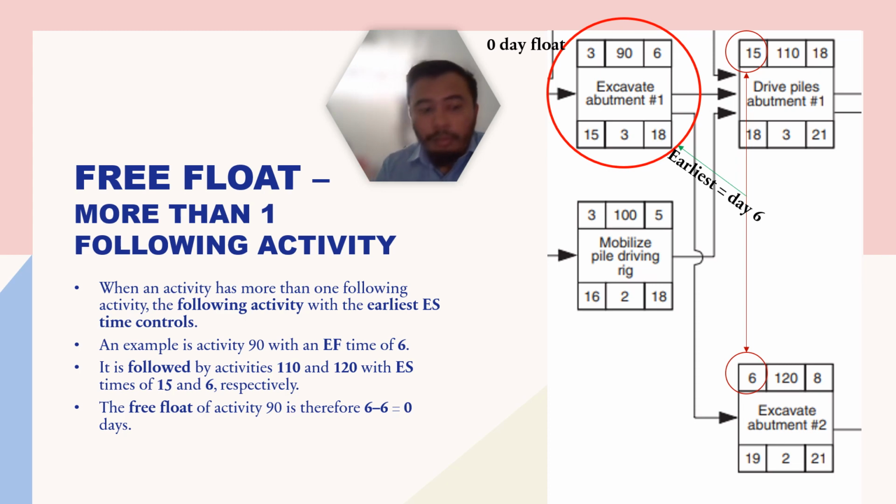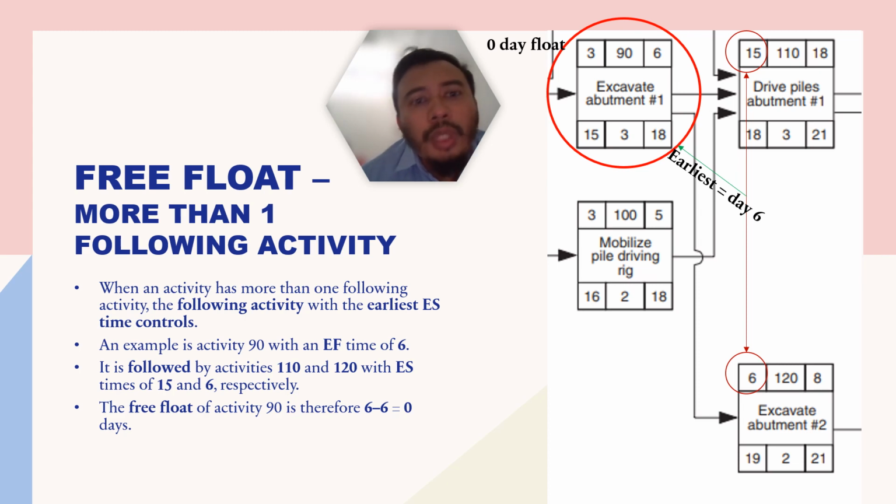So free float basically provides you extra time for you to finish. For example, in the previous example, activity 260 can finish the latest by day 43, or you have an extra 8 days for you to finish the work. So that is your free float.